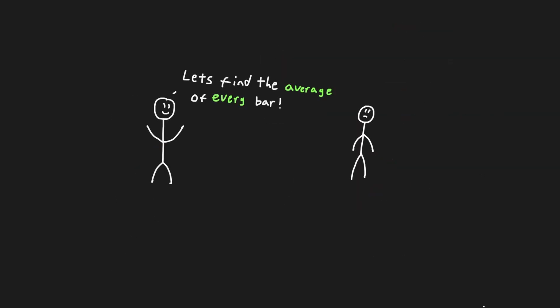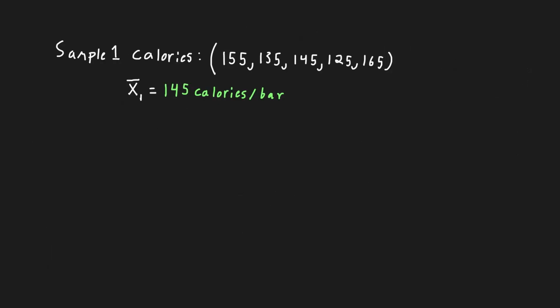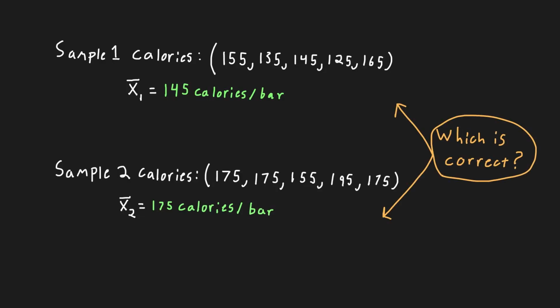When we want to measure properties of a population, like average, it is usually hard or expensive to examine every single member of that population. Instead, a few samples are measured, but each sample can have a slightly different measurement. For example, in a randomly selected sample of 5 granola bars, the average calories might be 145, whereas another randomly chosen sample could have 175 calories. Given these constraints, how could we possibly know what the population's average is?